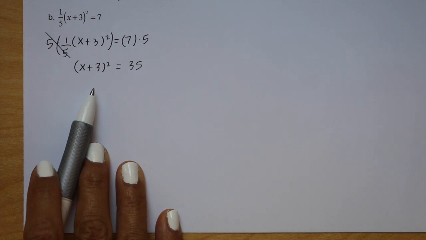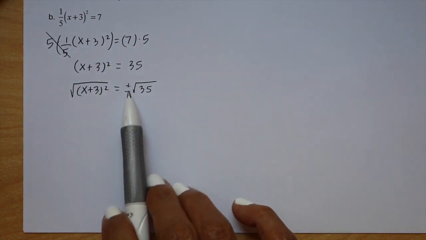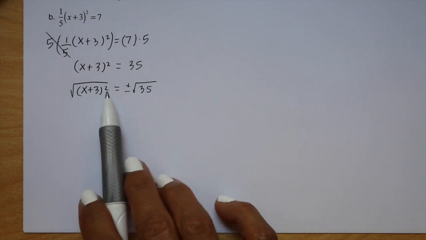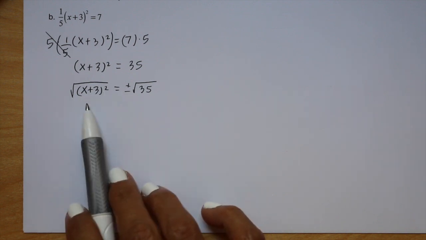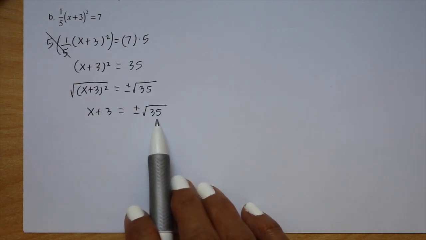Next, to get the x by itself, we're going to get rid of the square. So we're going to take the square root of both sides. And again, since we brought the square root into the problem, we need to include a plus or minus as well. So the square root and the square, they undo each other, and you're just left with x plus 3. And on the right side, we have plus or minus the square root of 35.